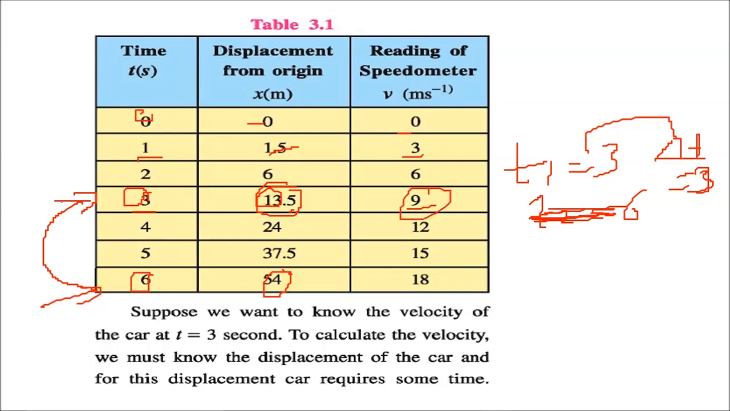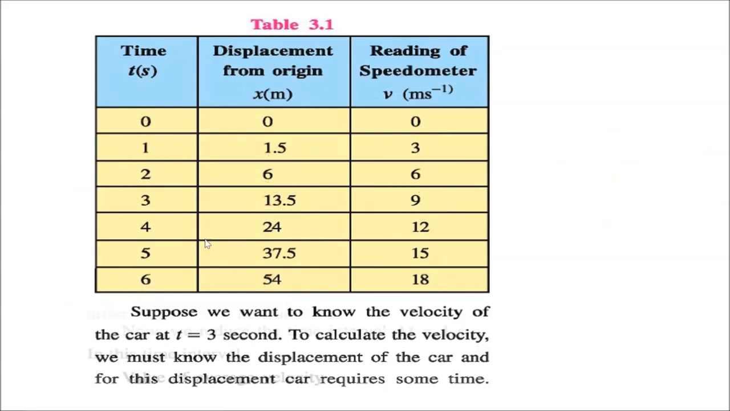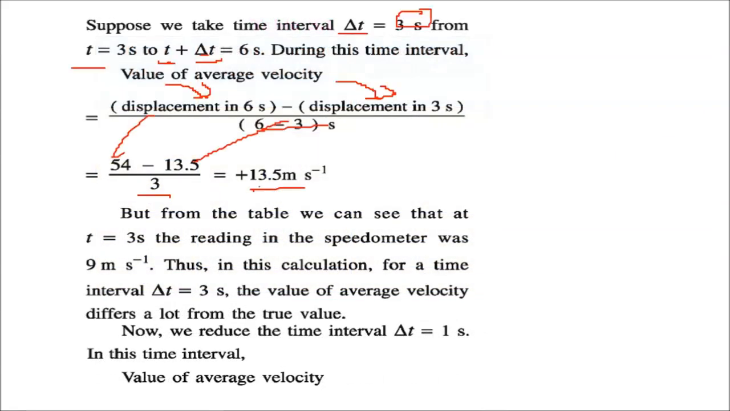At t equal to 3, it is 9. Reading of speedometer is 9. And what we are getting here is 13.5. So it is way beyond the actual value which we have got. So in this calculation, for a time interval of 3 seconds, the value of average velocity differs a lot from the true value. It has to be 9, but it came as 13.5.